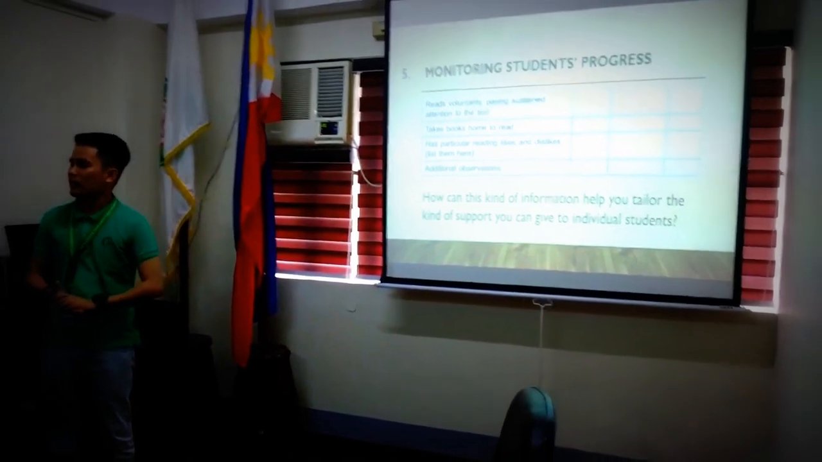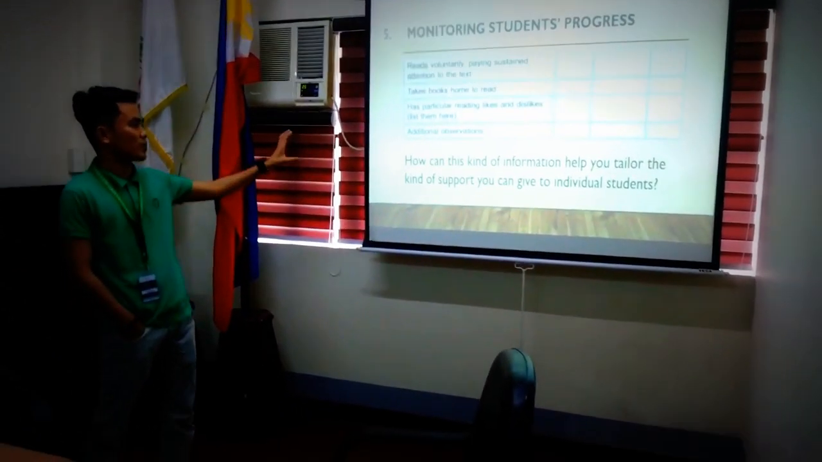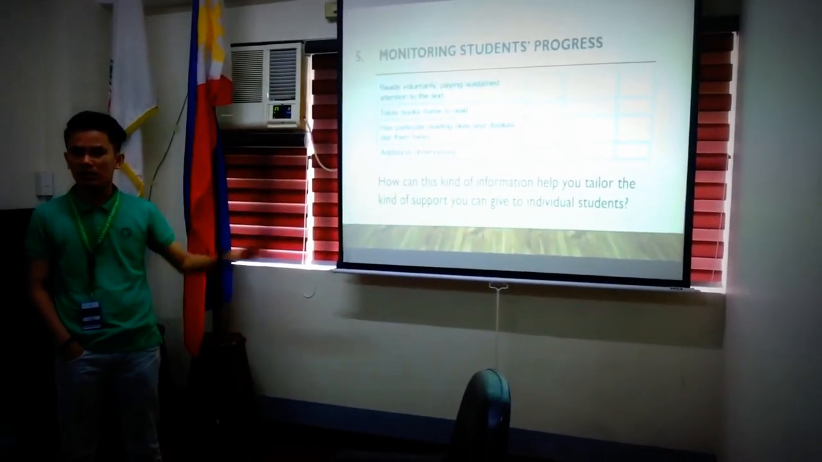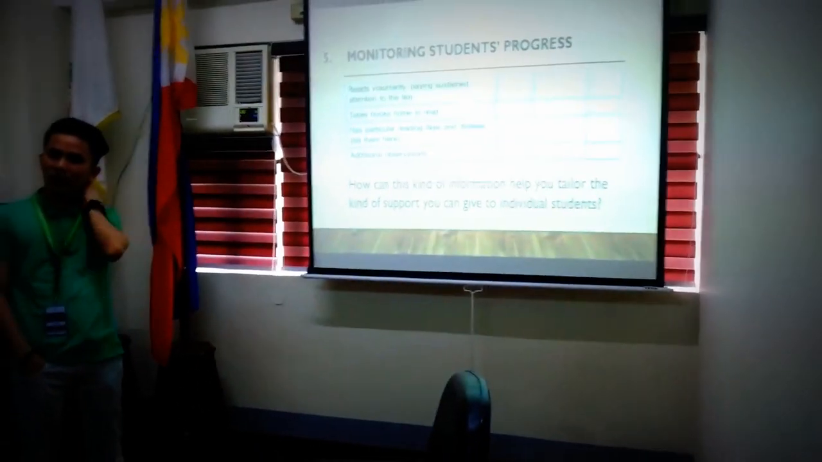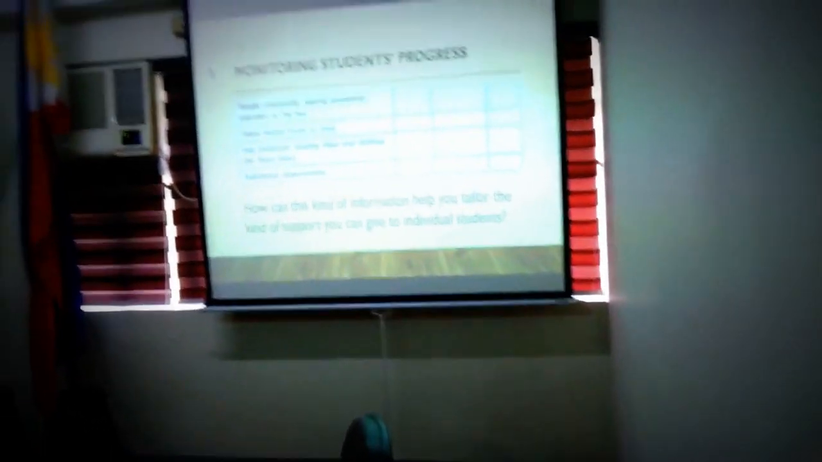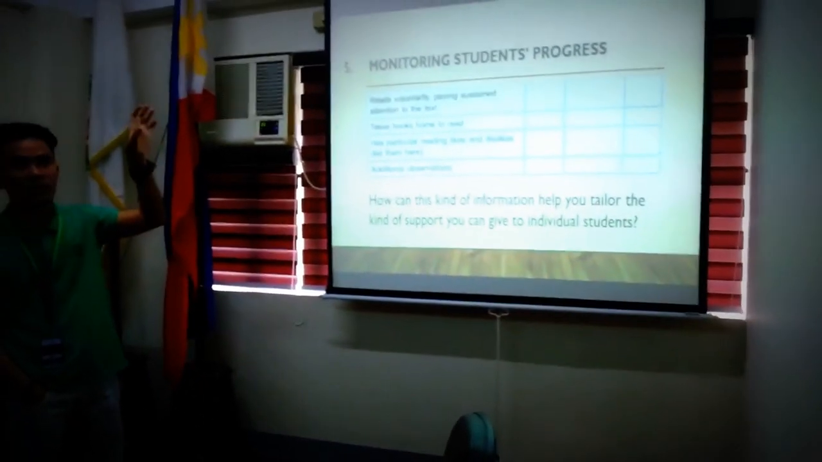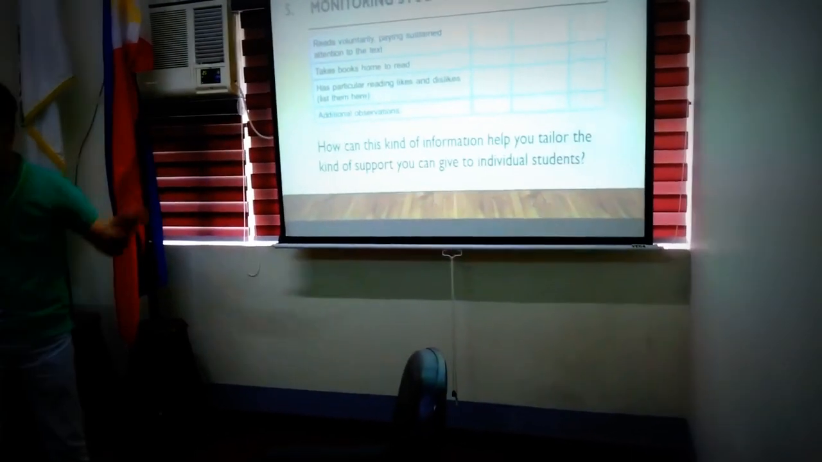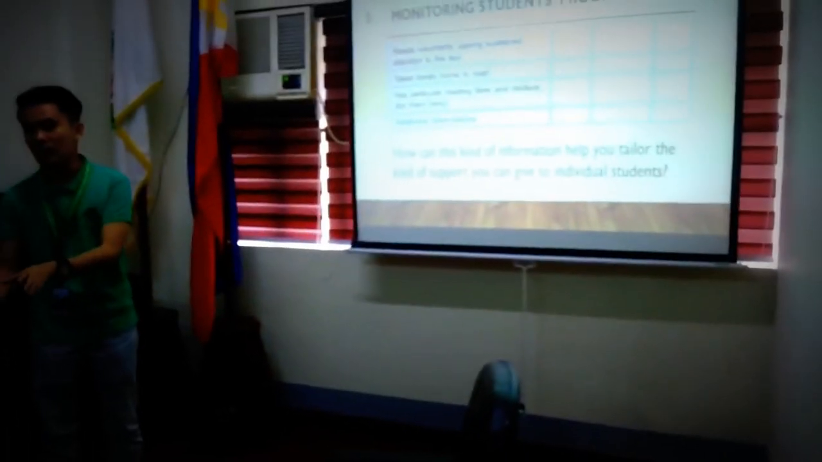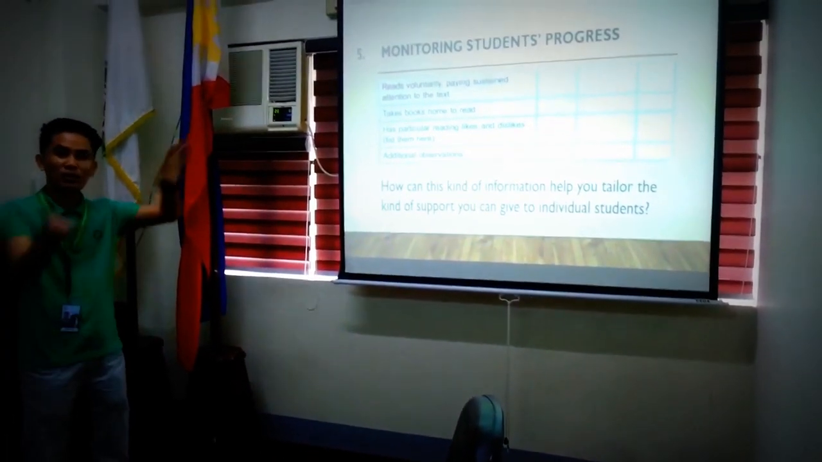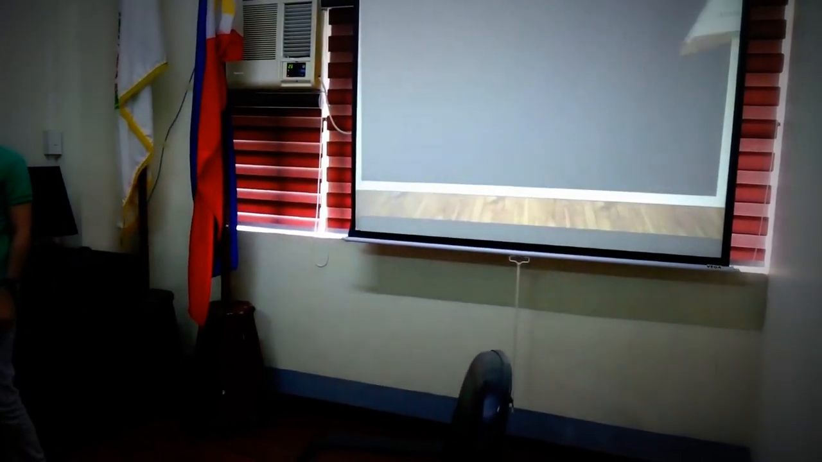Okay, how can this kind of information help you tailor the kind of support you can give to individual students? What do you think would be the effect if we use this one? You can see whether the students are actually improving, tracking their progress. Okay, so if you notice that this student, of course, has a never check, you're going to think of other strategies and employ them. Again, you're going to go back to the basics. Okay, so that's it.